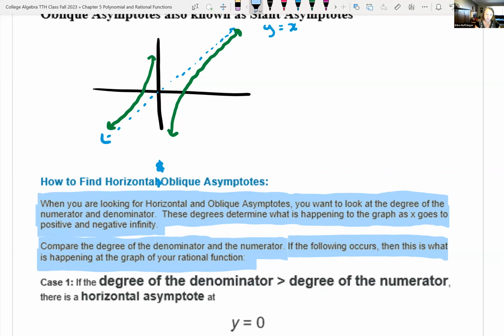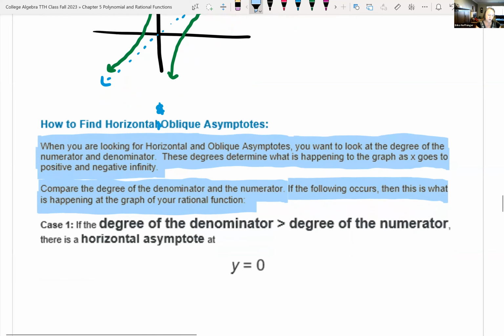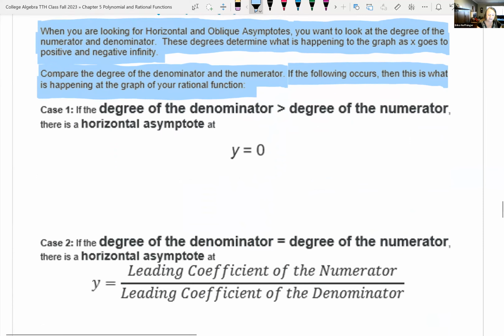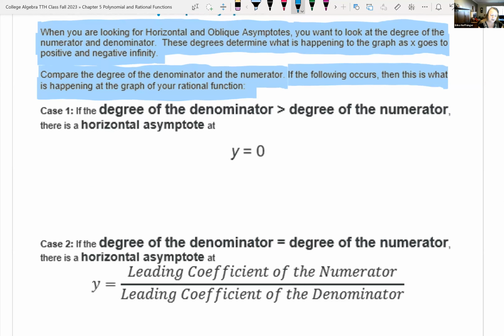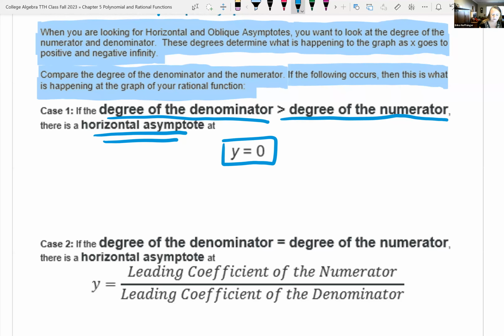Okay, so there are 3 different case scenarios depending on the degree of the numerator and denominator. One case is where the degree of the denominator is bigger than the degree of the numerator. So if the degree of the polynomial in the denominator is bigger than the degree of the polynomial in our numerator, then we have a horizontal asymptote, and it is y equals 0, which is also the x-axis.